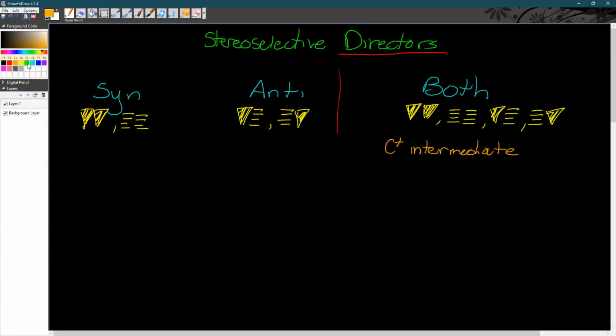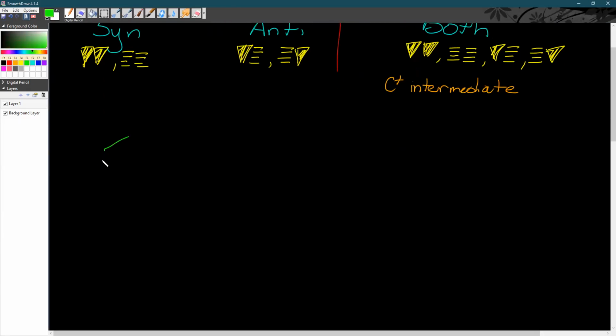So let's take a look at an example. Let's say that we have this nice cyclohexane. Let's see if I can draw a nice one. And I want to put my double bond there. And let's say that there is a good old methyl group that is on the wedge.